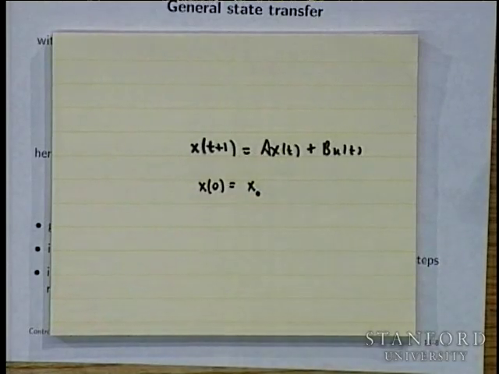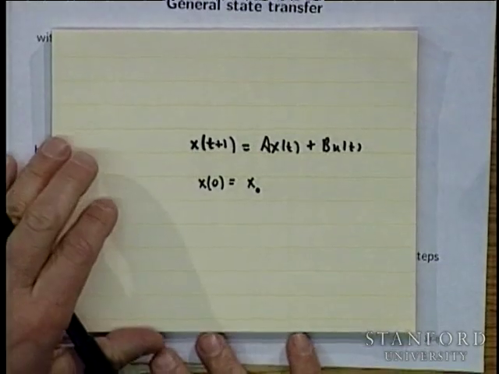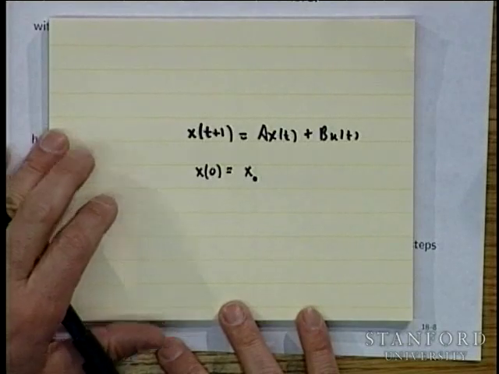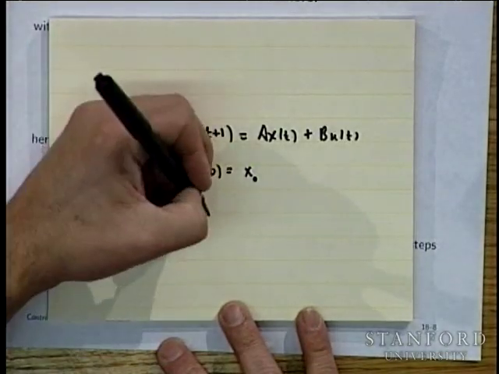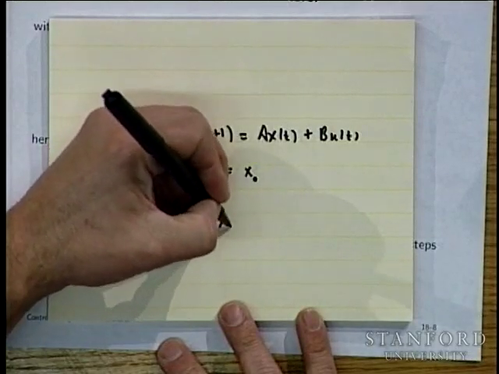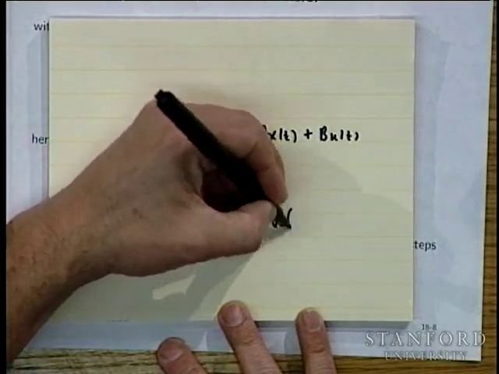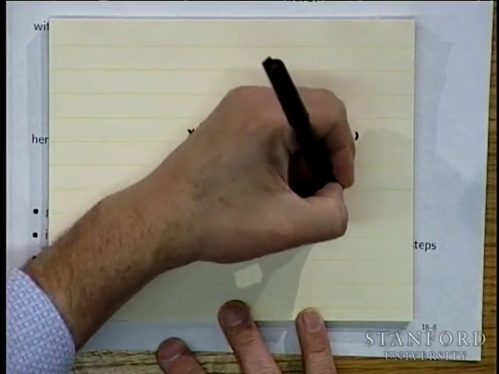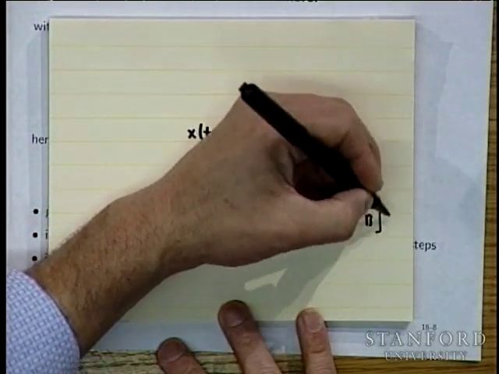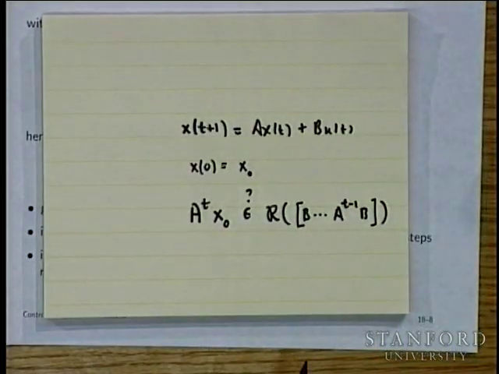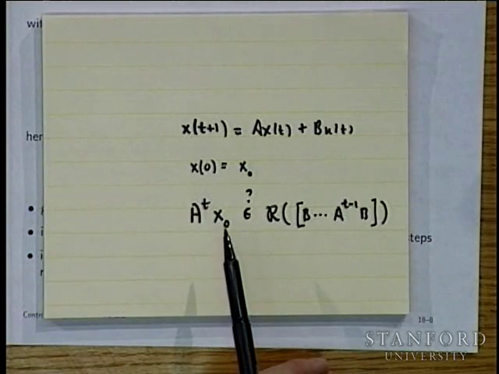Okay? How about, can you do it in one step? What do you do? You check. Actually, it's interesting. What you want to do here is the following. You want to check whether A to the t times x0 is in the range of B up to A to the t minus 1 times B. That's it, I think. Make sense? So, this is what you need to check. And you simply increment t now to check.